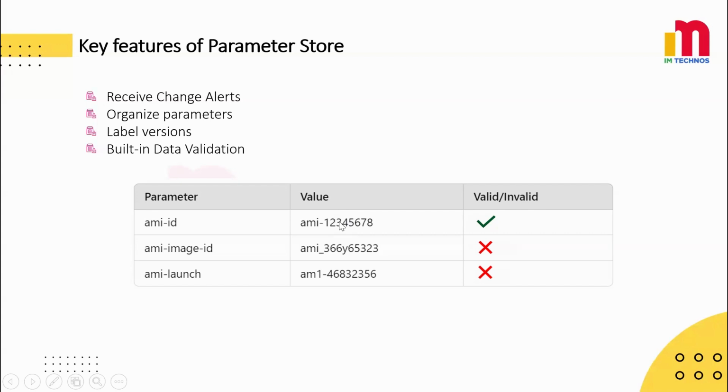It's a valid AMI ID. The second and third parameters are invalid because AMI IDs cannot contain underscores, and AMI IDs must begin with ami, not am1. So AWS Parameter Store will not allow the creation of parameters with invalid AMI IDs. If you attempt to save an invalid value, it won't be created. Additionally, you can use CloudWatch to view the logs and identify the reason why the invalid parameters weren't created. This helps to reduce errors and maintain the integrity of your data by preventing invalid inputs.